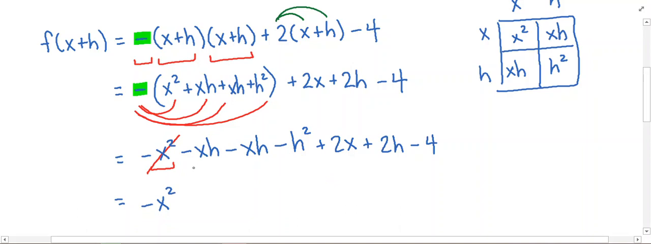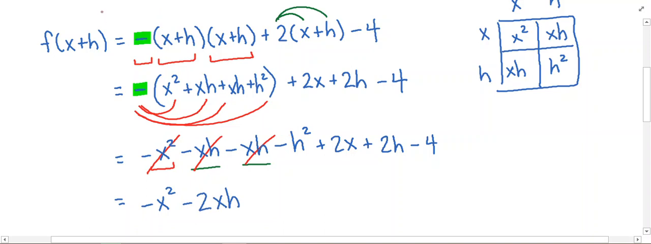So next thing, I see an xh piece. Do I have another xh piece? Yes, right here. So I can combine these two guys. Nothing else has an x times h. All right, just add the numbers in front. -1 and -1 means you're going to have -2 of them. So this is going to combine to be -2xh. I'm going to scratch them out because I used them.